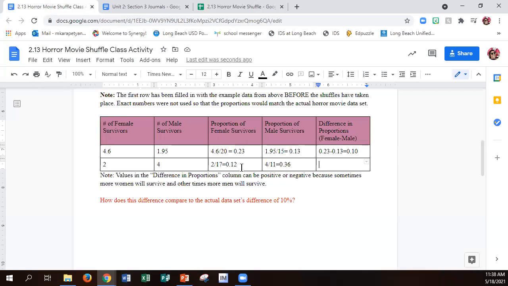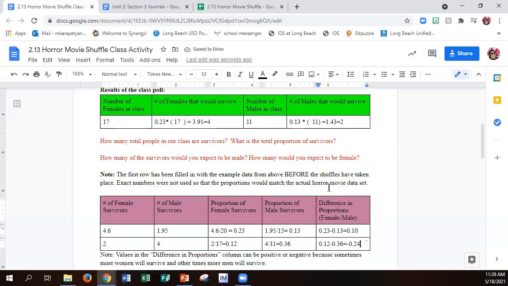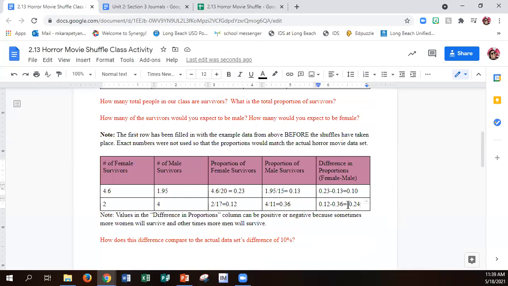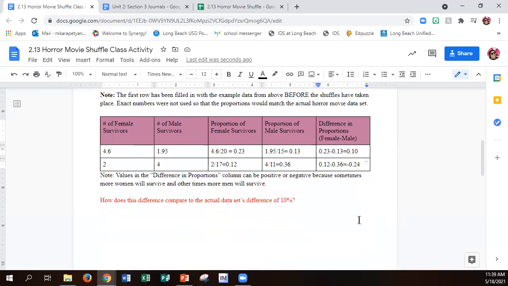And then you're going to calculate the difference in the proportion. So you're going to take the female survivor rate minus the male survivor rate. So 0.12 minus 0.36. That's going to be a negative 0.24. So we have a negative 0.24 here. It's okay if it's negative, because sometimes there's going to be more male survivors and sometimes more female survivors. If it's negative, that means there are more male survivors, which we saw in this case.